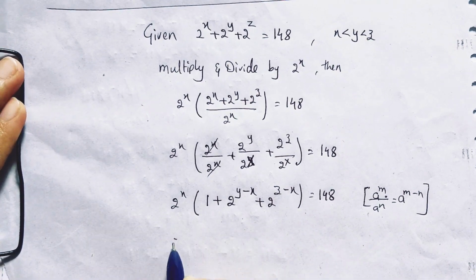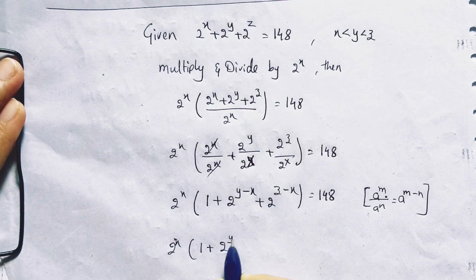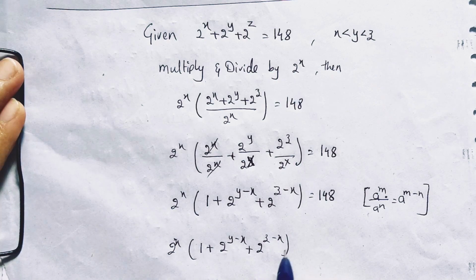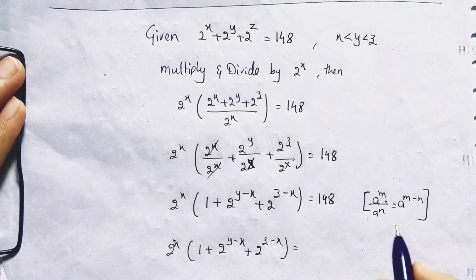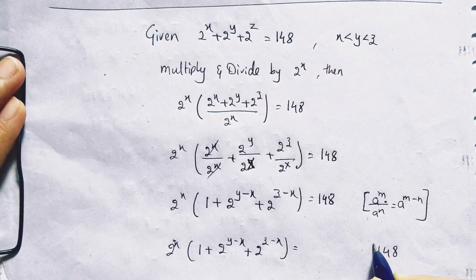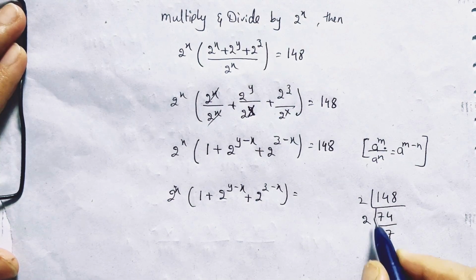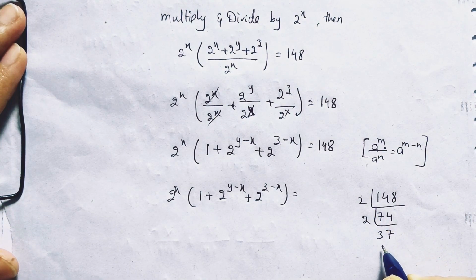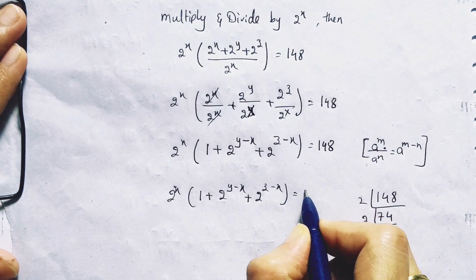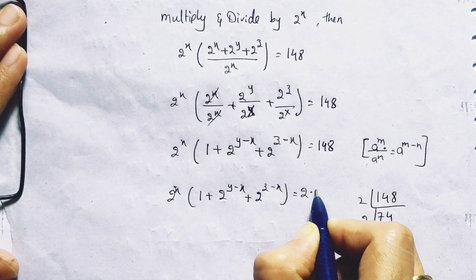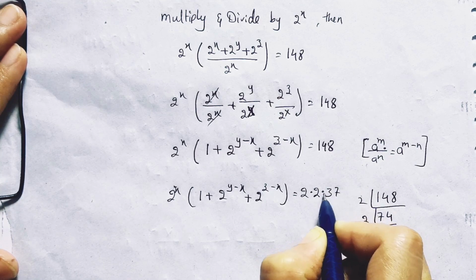Next will be 2^x(1 + 2^(y-x) + 2^(z-x)) equals 148. I'm going to split it. 148 factorization: 2 sevens are 14, 2 fours are 8, then 2 threes are 6, 2 sevens are 14. Here 37 will not go. Then what is left is 2 into 2 into 37. So we'll write here 2 into 2 into 37.